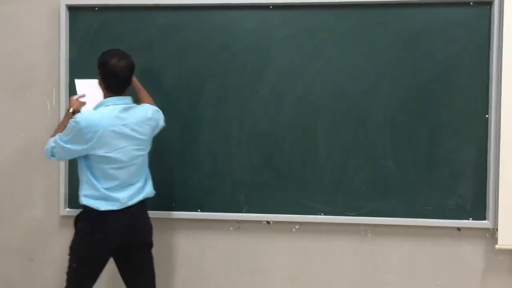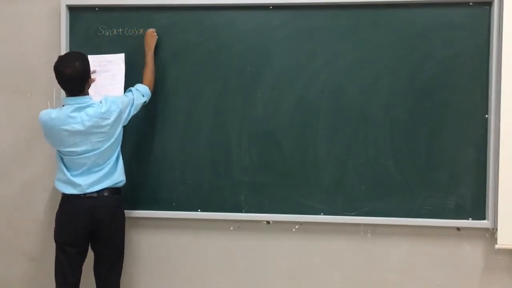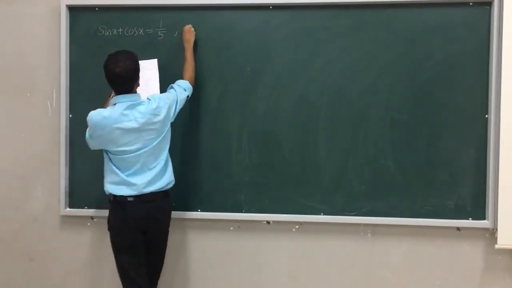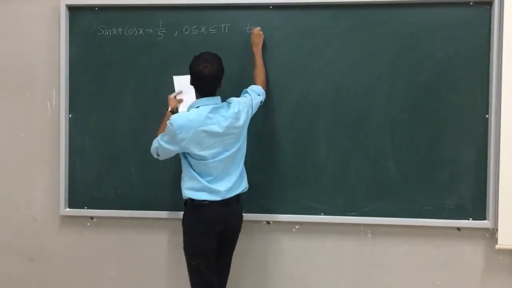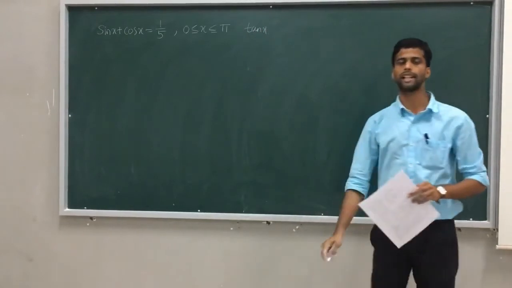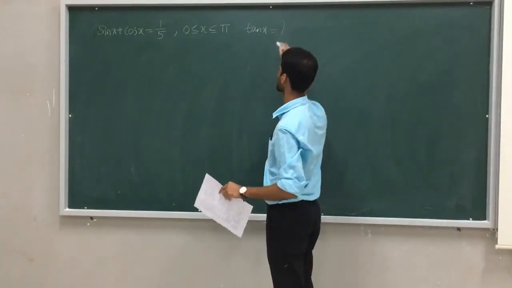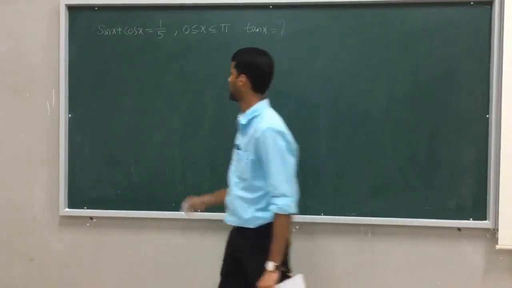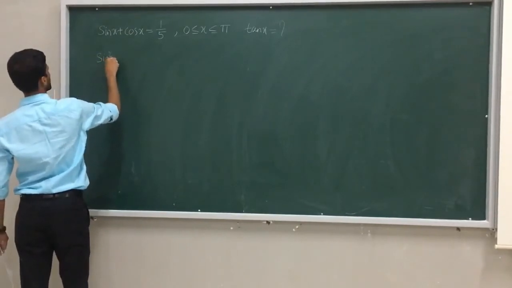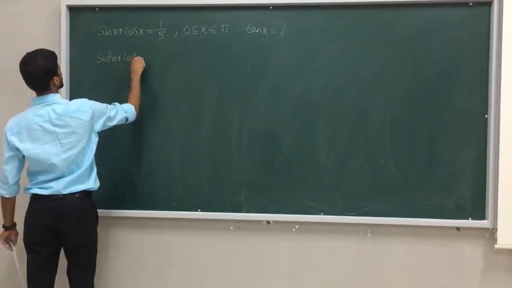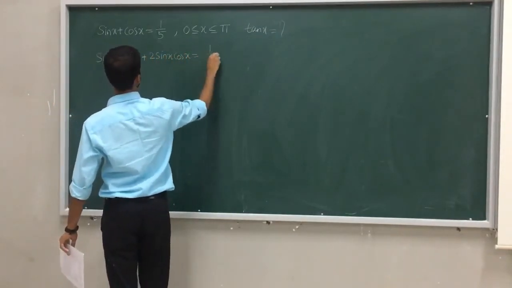So what I want to say is, if sin x plus cos x is 1 by 5, where x lies between pi and 0, then what about tan x? If it were sin x by cos x given, we could manage. But look at this, they want tan x. If sin x plus cos x is 1 by 5, what do we do? I square both sides of this equation. When you square, you will get sin square x plus cos square x plus 2 sin x cos x is equal to 1 upon 25.